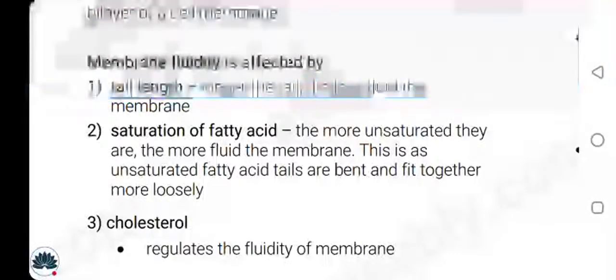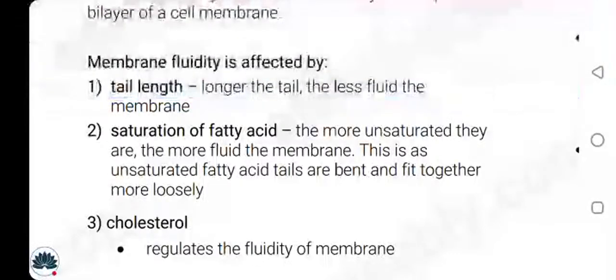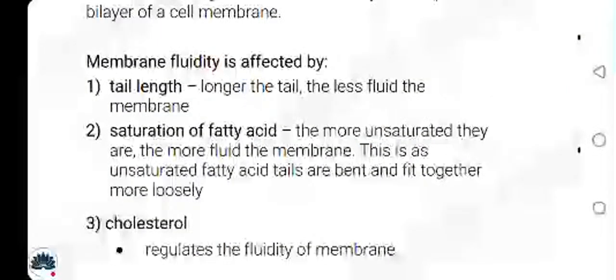Membrane fluidity is affected by several things. As you can see, the tail length is very essential for membrane fluidity: the longer the tail, the less fluid the membrane. If the tail is long, there is less fluidity. Then there is the saturation of fatty acids.